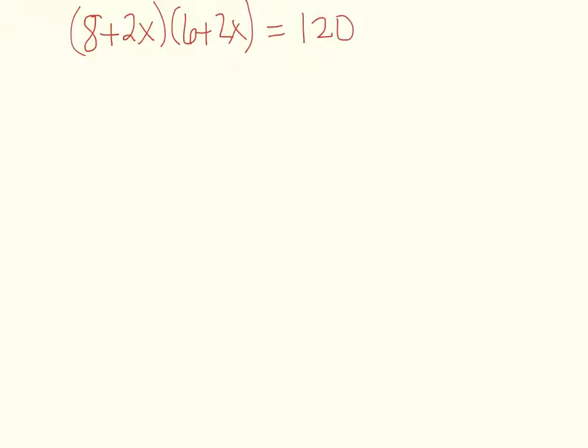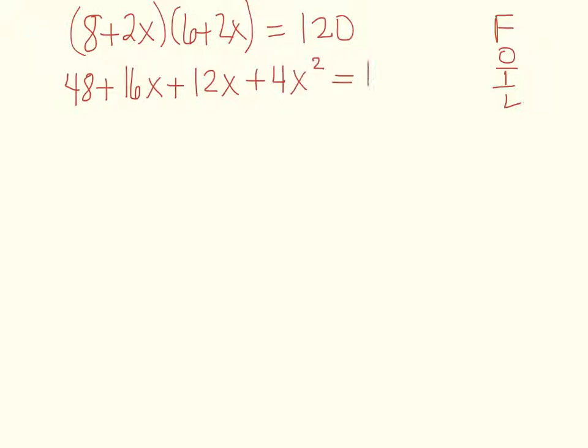And there's my equation. Okay, now to solve this, we have to get this into standard form. This is going to be a quadratic. Watch how it comes out as a quadratic after I multiply. To multiply, I'm going to use the FOIL method. So, first two terms, 8 times 6 is 48, plus outer terms would be 8 times 2x, that's 16x, plus inner terms is 2x times 6, that's 12x, plus 2x times 2x is 4x squared.